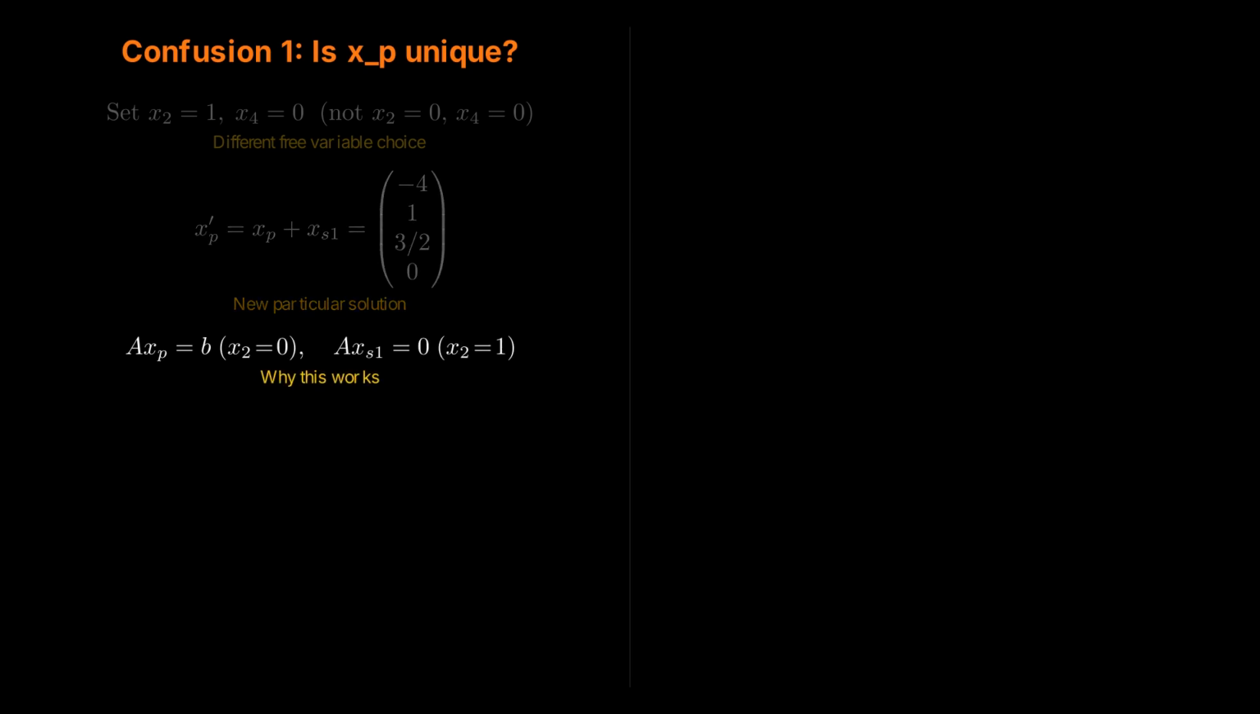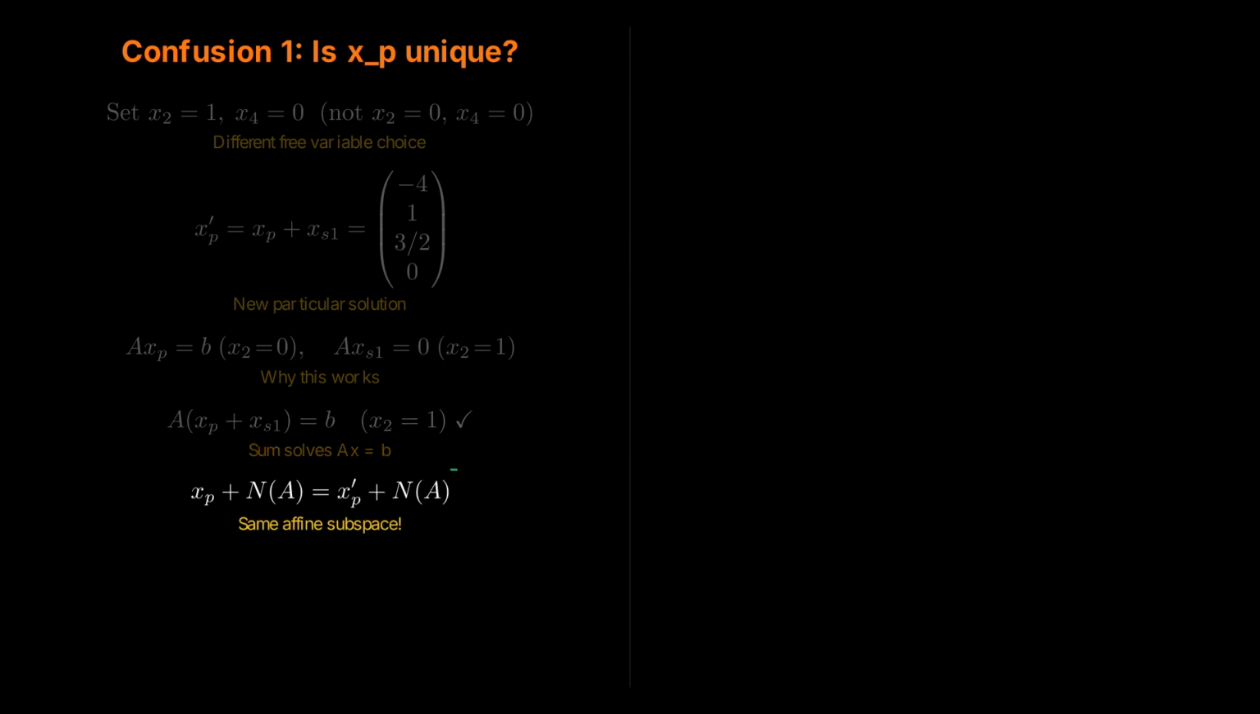This makes perfect sense. xp solves Ax = b with x2 equal to 0, and xs1 solves Ax = 0 with x2 equal to 1. Adding them gives a solution to Ax = b with x2 equal to 1. The key point is that the affine subspace stays identical. It's just a different description of the same set.